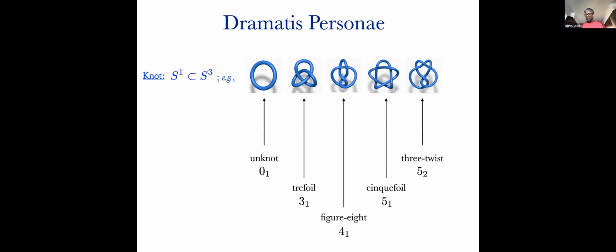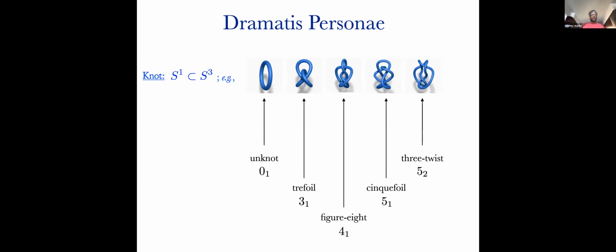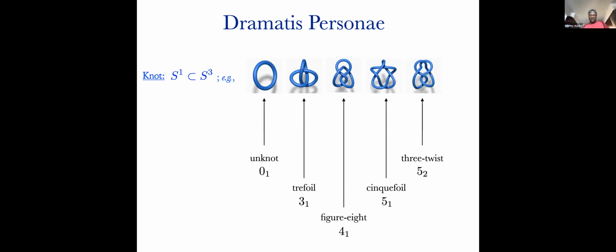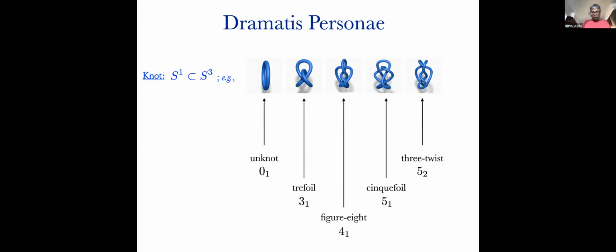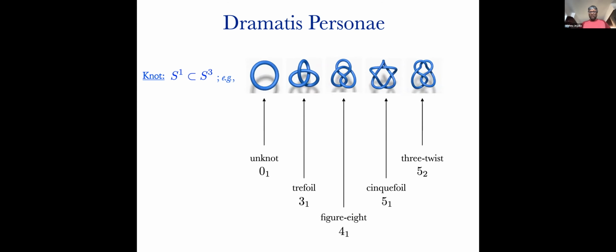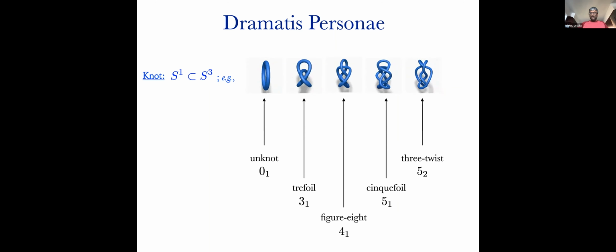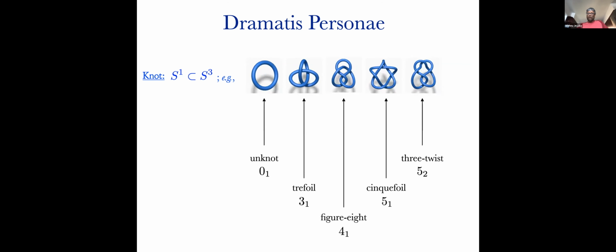So let me introduce the characters in this play. Knots are S1s that are embedded in S3s, and I've drawn a few examples of knots. Knots are identified by the number of crossings. The zero crossing knot is the unknot, and then we have a unique knot with 3 crossings, a trefoil knot, and then a unique knot with 4 crossings, a figure 8, and then after 5 crossings, there are multiple knots with the same crossing number.